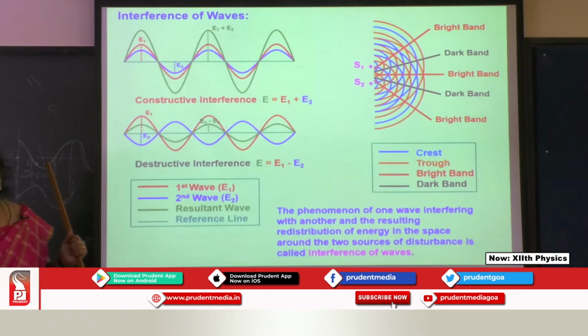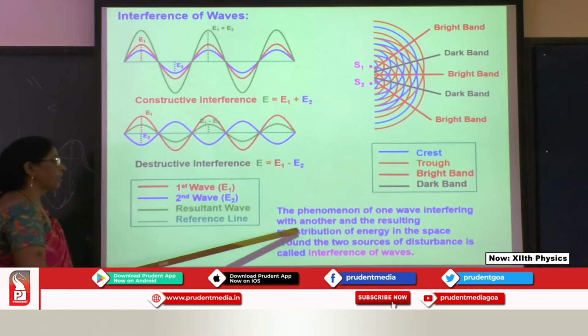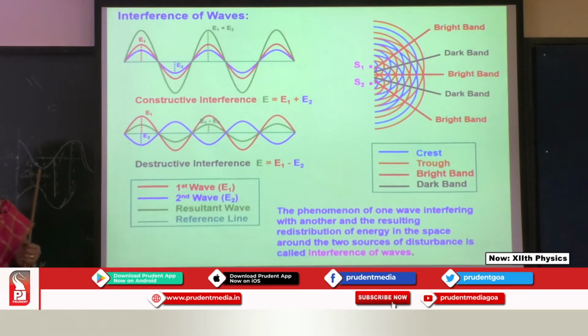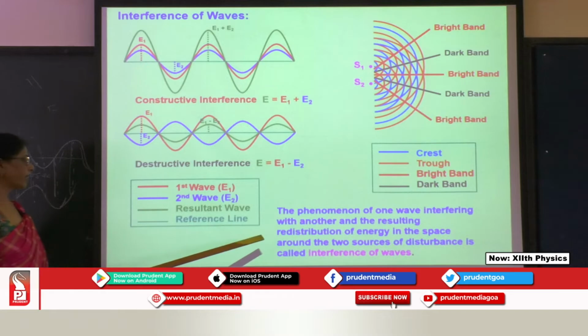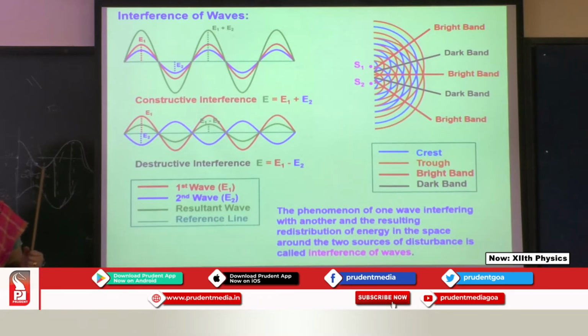So what is interference? It is the phenomenon of one wave interfering with another wave and the resulting redistribution of energy. I said light is energy, which moves from one position to the other. From the source, the energy is taken to the location. So here it is a redistribution of energy in the space around the two sources of disturbances.